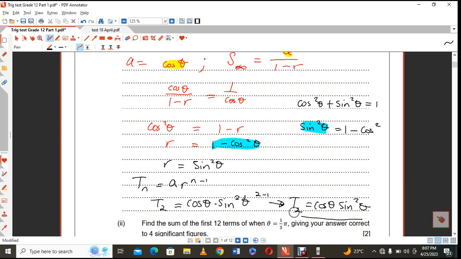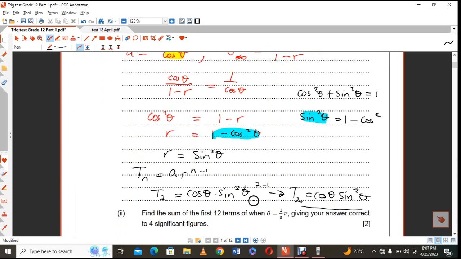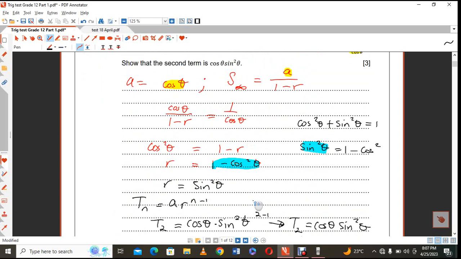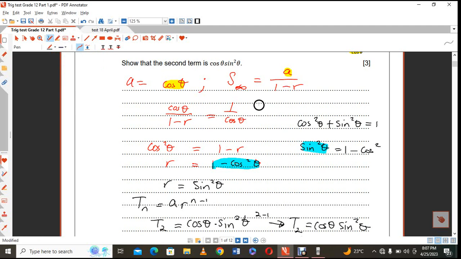Another thing also worth noting is from time to time you have to know exactly how these things are marked. So we're going to have an independent mark. An independent mark is given for this realization. So perhaps I will put here, for this realization, you get an independent mark.